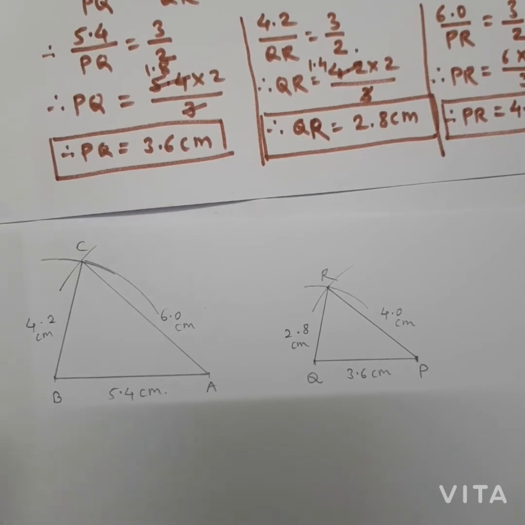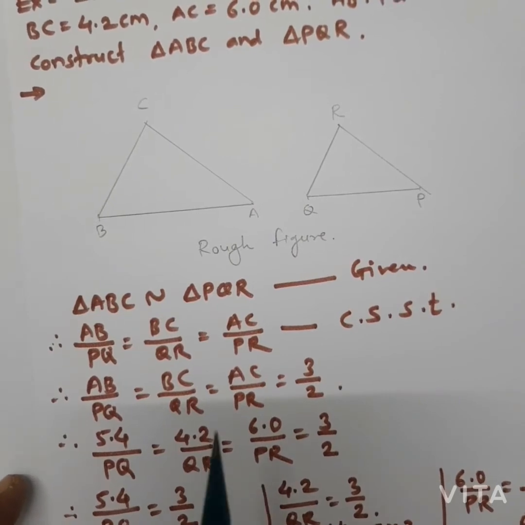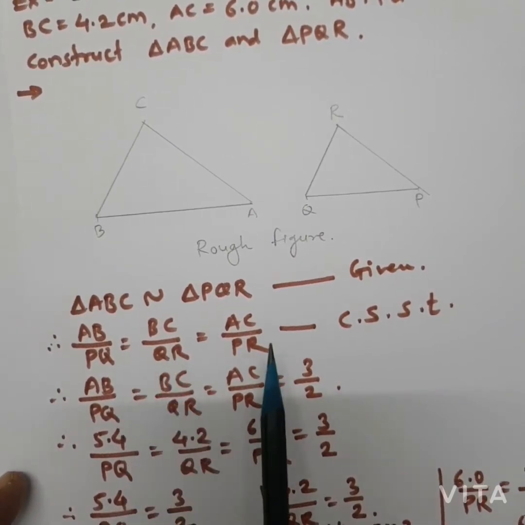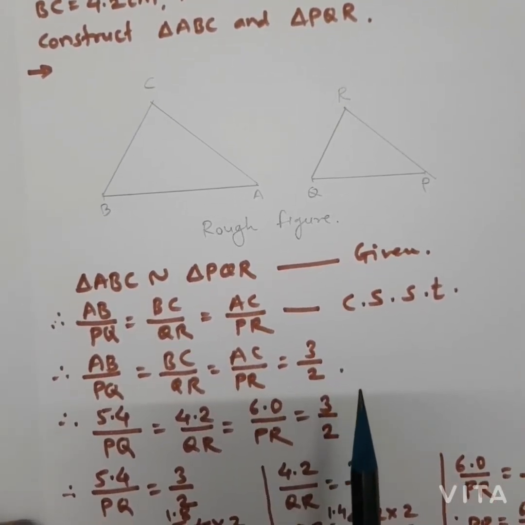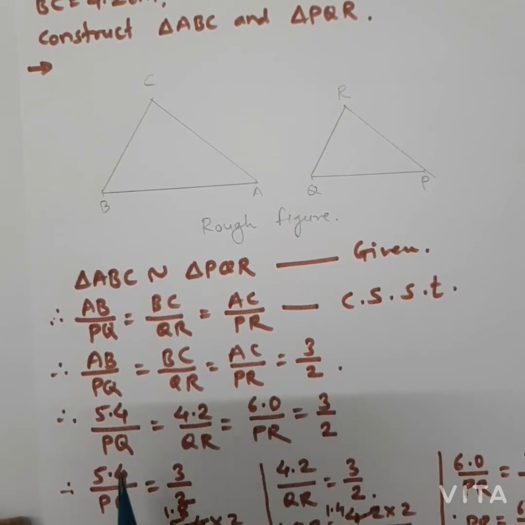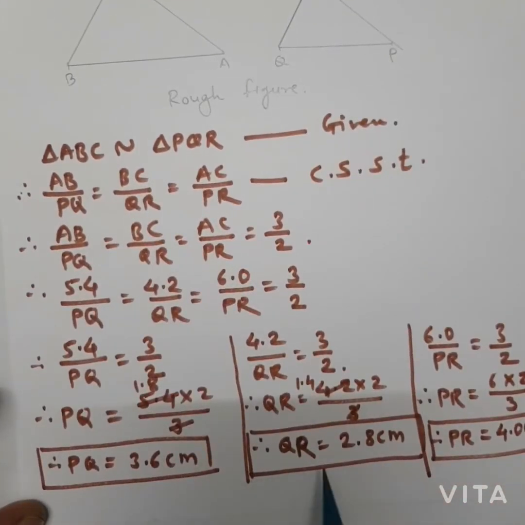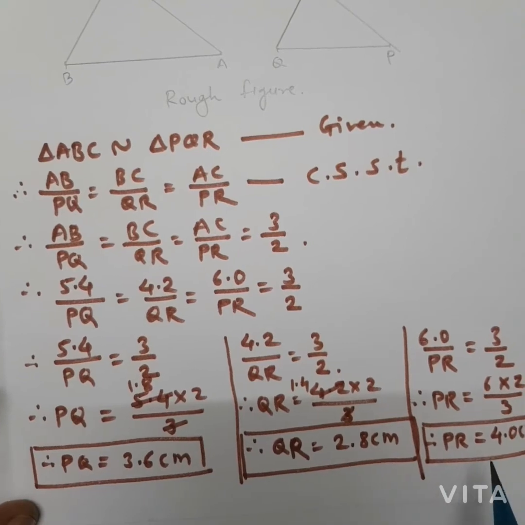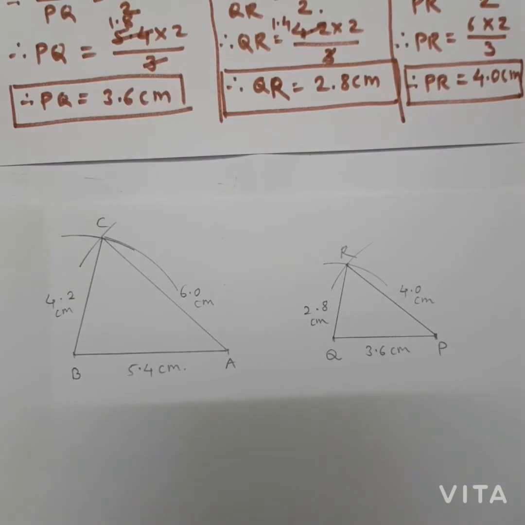Here we use the property of similar triangles, that if two triangles are similar, then their corresponding sides are in proportion, and this proportion in this example was 3:2. The sides of triangle ABC were given. For triangle PQR, we calculated the lengths of side PQ, side QR and side PR, and then constructed both triangle ABC and triangle PQR. Now we will take the second example.